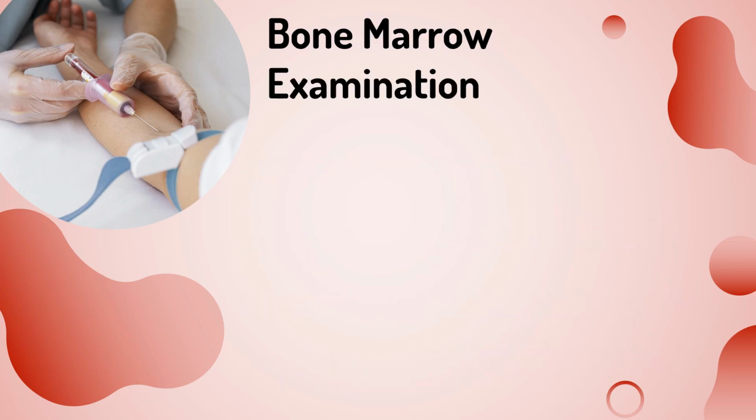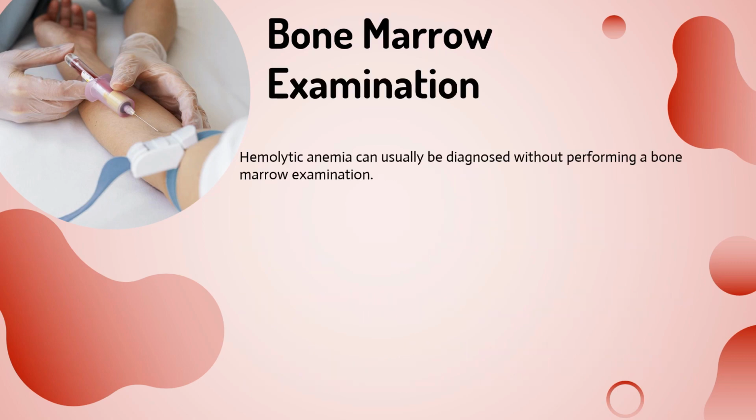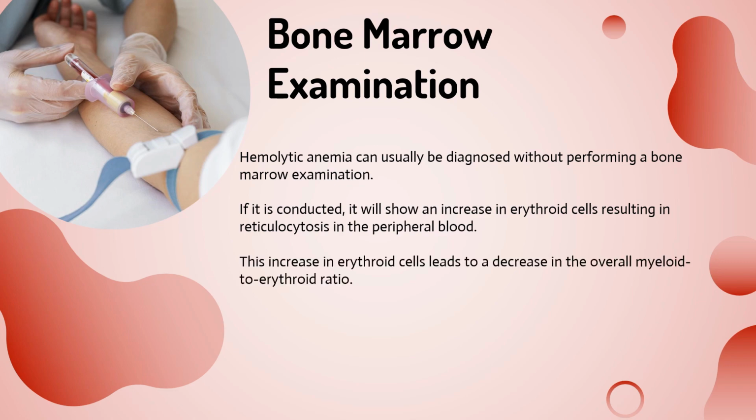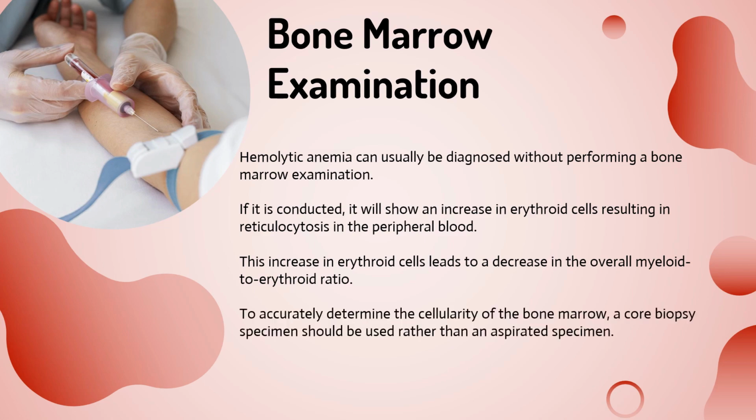Bone marrow examination. Hemolytic anemia can usually be diagnosed without performing a bone marrow examination. However, if it is conducted, it will show an increase in erythroid cells resulting in reticulocytosis in the peripheral blood. This increase in erythroid cells leads to a decrease in the overall myeloid-to-erythroid ratio. To accurately determine the cellularity of the bone marrow, a core biopsy specimen should be used rather than an aspirated specimen.